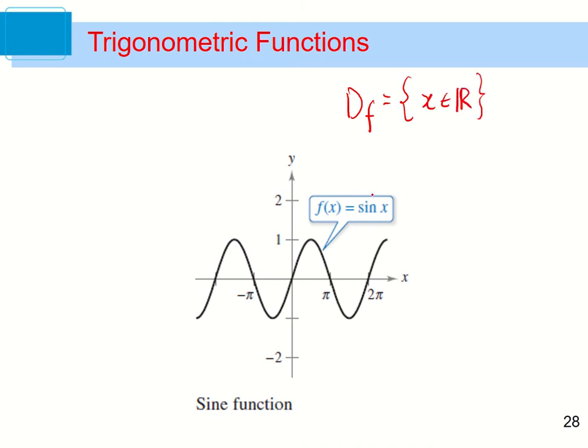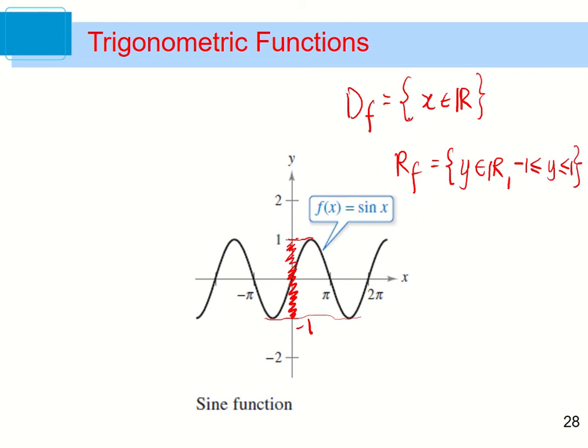And how about the range? How about the y? The highest value is 1, and the lowest value is -1. So the possible values of y are between -1 and 1. We say y is a real number between -1 and 1. So this is the range.